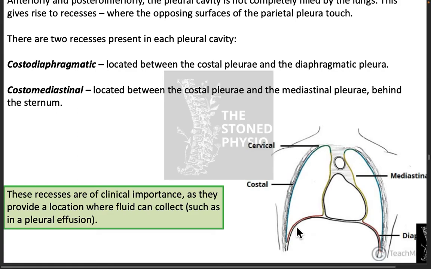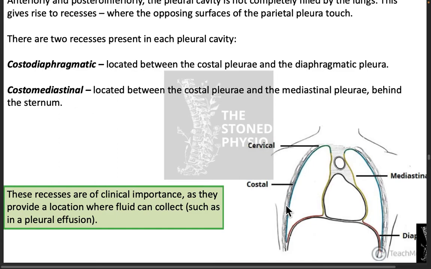Now we typically have two regions of the parietal pleura where we have a recess. First of all, this region is called the costodiaphragmatic recess. This is the costal surface of the parietal pleura, and this is the diaphragmatic surface of the parietal pleura. So this particular region is called the costodiaphragmatic recess. Likewise, we have another recess present somewhat here. We can call it costomediastinal.